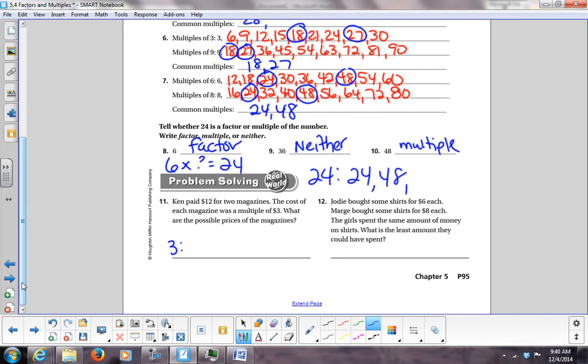Okay, so what is my multiples of 3? I only need to go up like 3 or 4. Bailey. Okay, well, 3 first. 6. What's next? Elise. 9. What's next? Jessica. 12. Okay. So if he paid $12 for 2 magazines, what are the possible prices of the magazine?